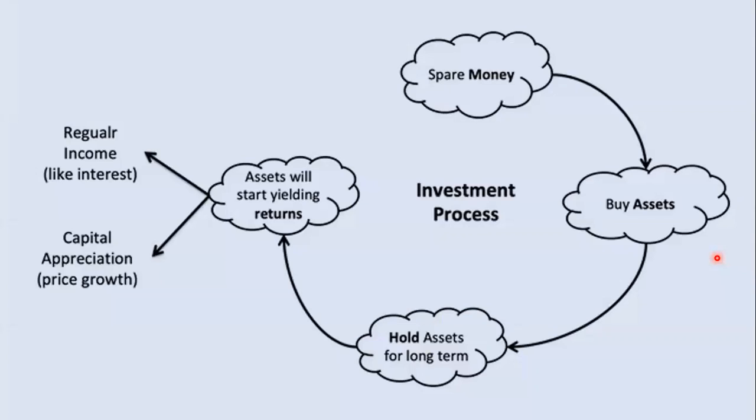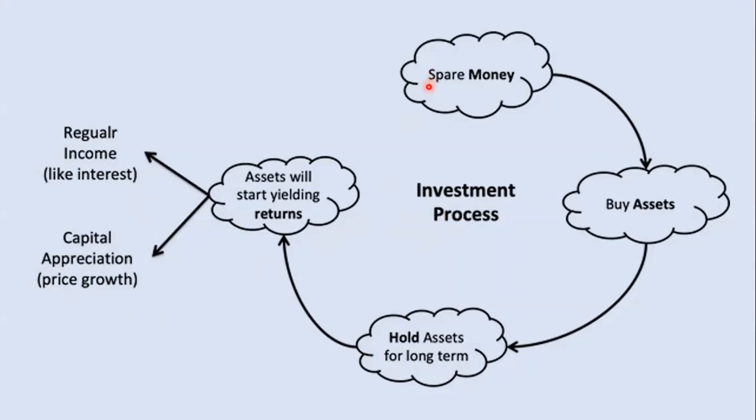This is another way to explain investment. So we have some money, we buy assets. We hold assets for the long term. Long term is more than a year. Then assets will start yielding returns. They can be regular income like interest, or capital appreciation like price growth. So this is the investment process.